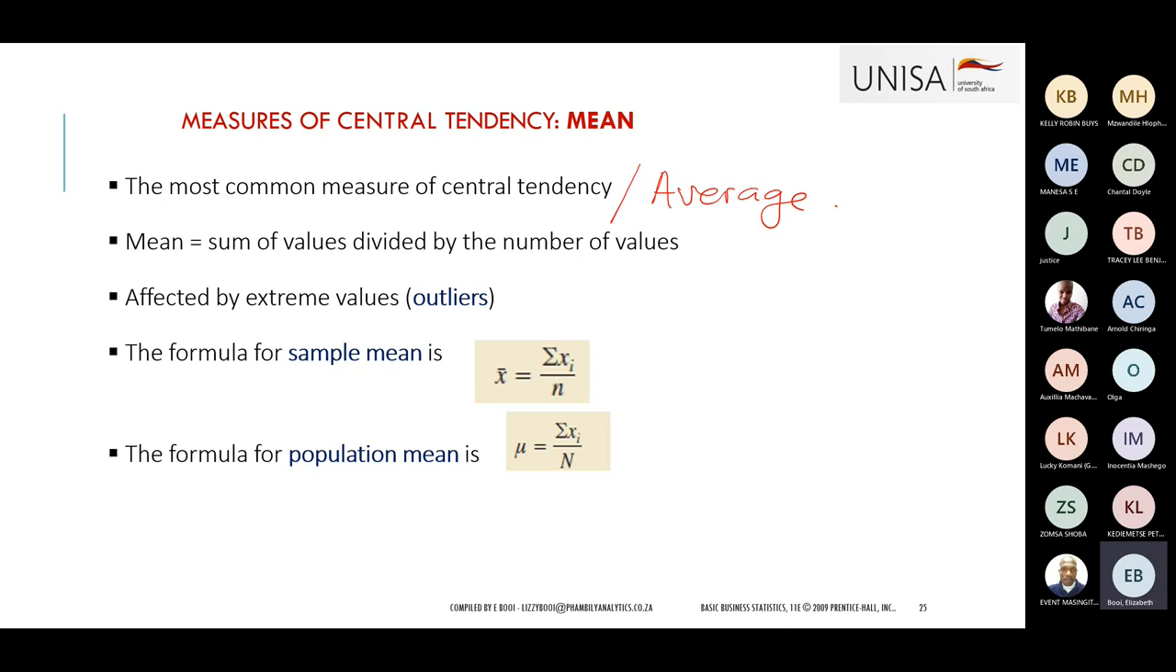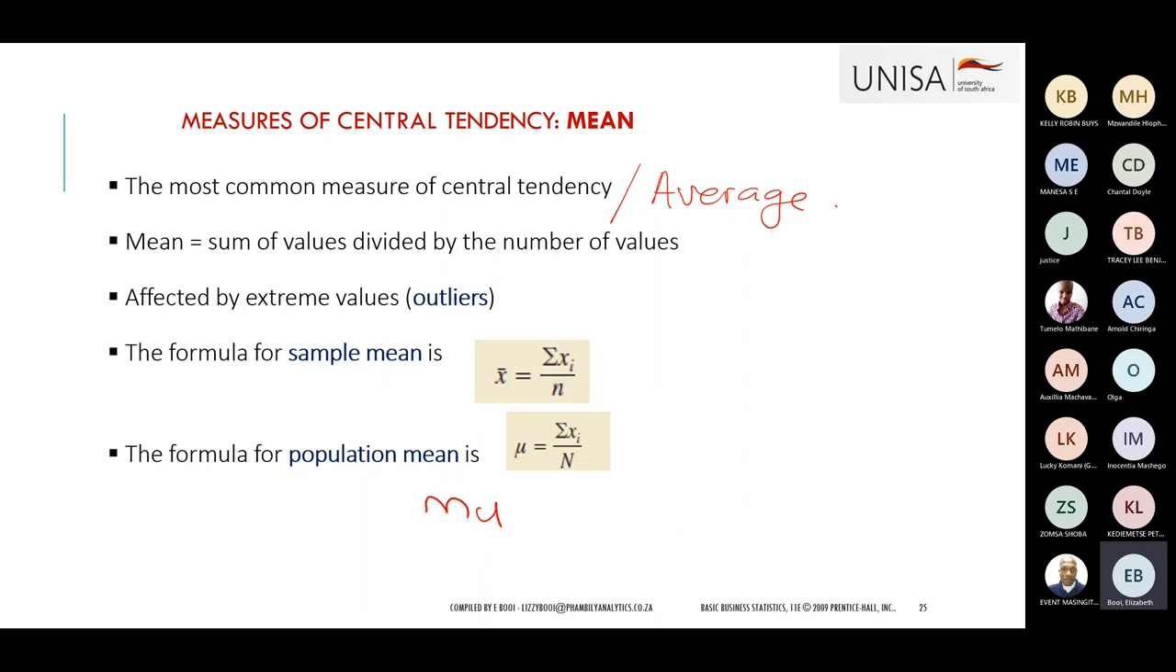The population mean, which is the population parameter. Remember, the measures coming from the population are called the parameters. The population mean is described by the Greek letter called mu, M-U. Mu is the sum of your observations divided by the population size, which is the capital letter N. You need to know how to identify both of these, in terms of sample statistics or population parameters.